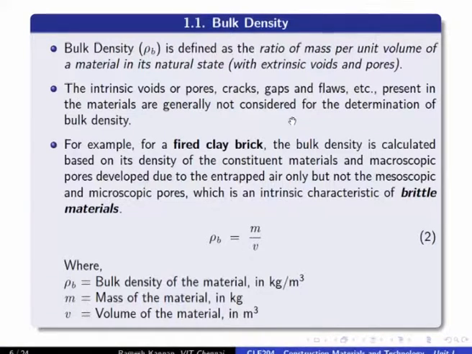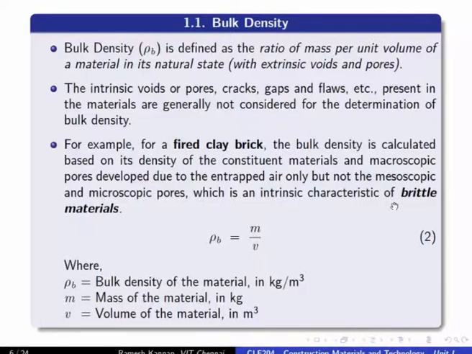The next most important property is the bulk density, denoted by the Greek letter rho with the subscript p, which is the ratio of mass per unit volume of a material in its natural state. Note that the natural state denotes a material with its voids and pores. The intrinsic voids or pores are generally not considered because of their minute nature, or they don't make much difference in the calculations. For example, for fire clay bricks, we generally consider the macroscopic pores rather than the intrinsic mesoscopic pores, which are an inherent characteristic of brittle materials.